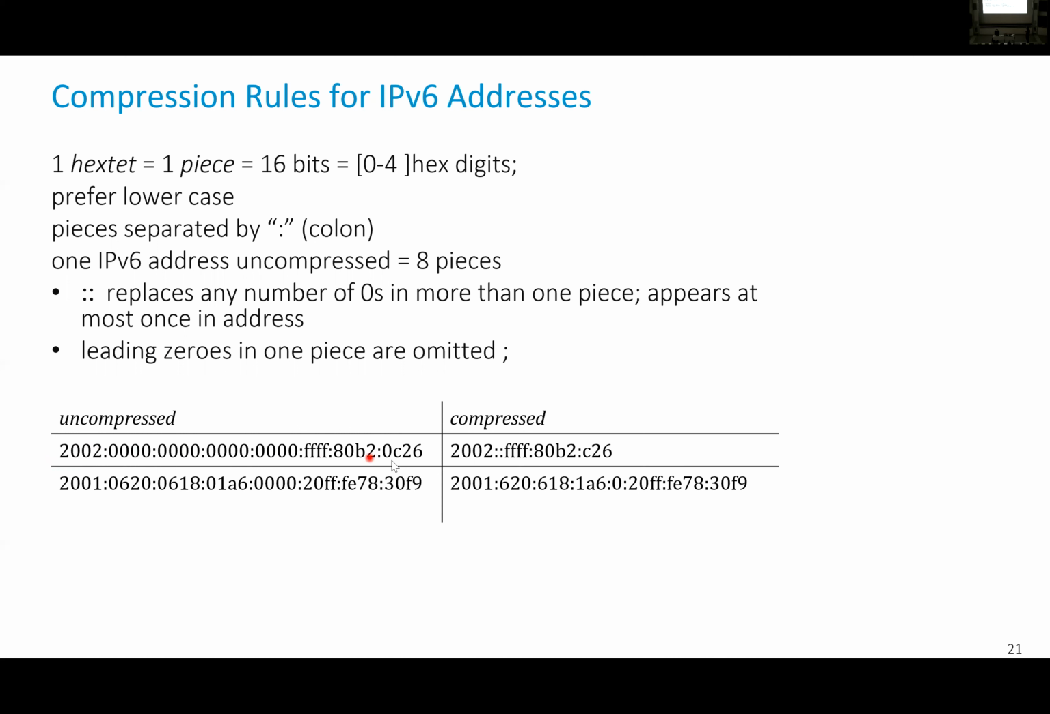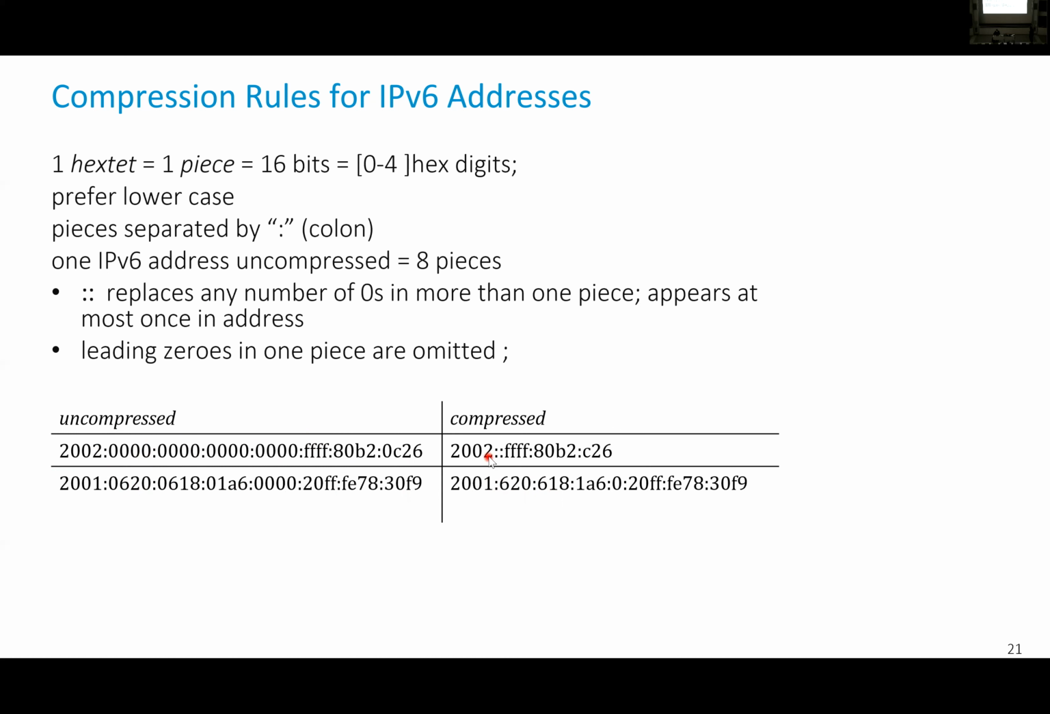So if we have this address, we can compress it by doing two things. First, the leading zeros in a hextet can be removed. For example, here I have 0620. I can remove the leading 0. So the understanding is if I have only 3 digits in a block, we should pad it with as many zeros as necessary. That's the first rule.